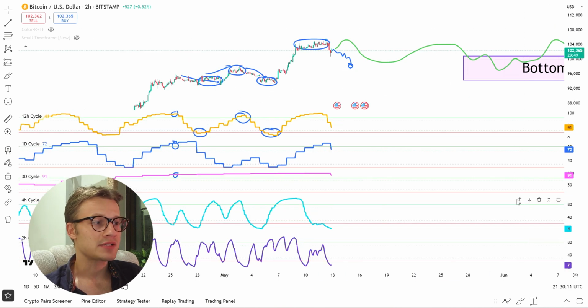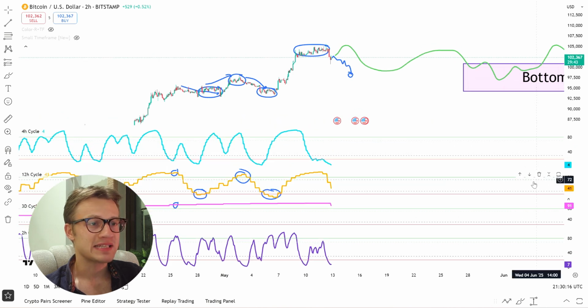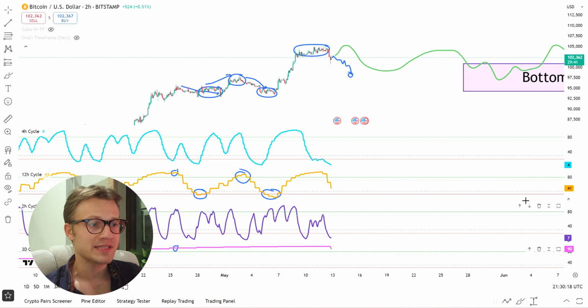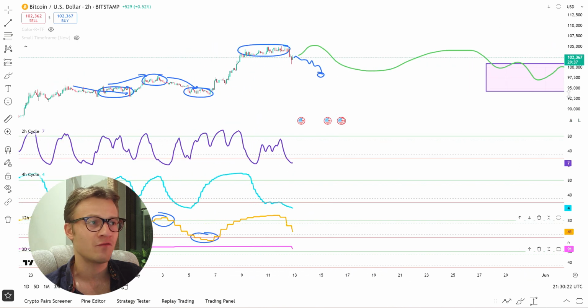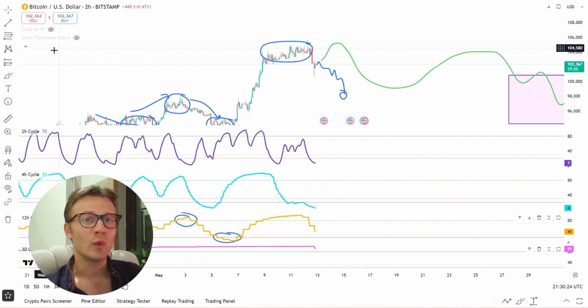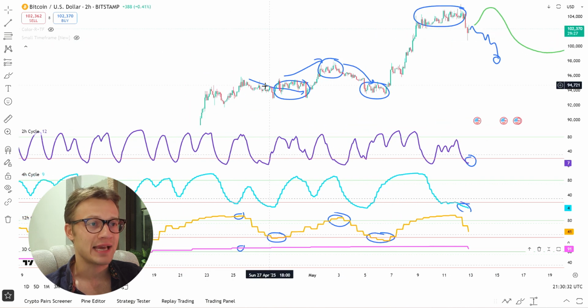Once we have those indicators, let's put them to the top. I'm going to remove the daily because the daily is basically showing almost the same information as the 12 hourly. However, 12 hourly behaves faster. Now, what we can see here is that we are at the bottom of the 4 hourly and the 2 hourly. Let's analyze what happened in the past in these cases.